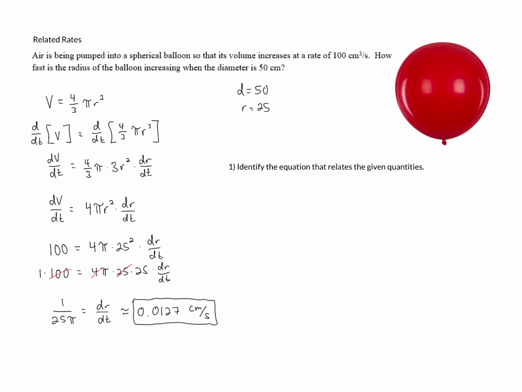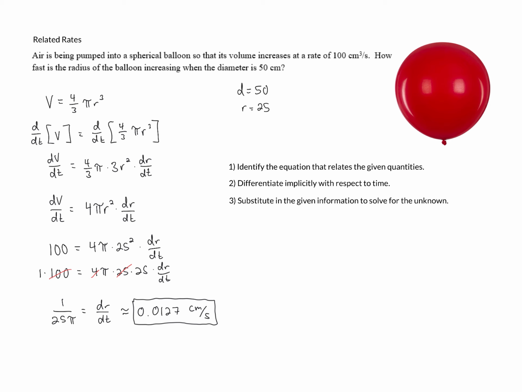And then once we had that equation, what we needed to do was differentiate implicitly, and that gave us a relationship between the different rates. So I'm going to write that as differentiate implicitly with respect to time. And then once we had that, we could plug in the given information to solve for the unknown.